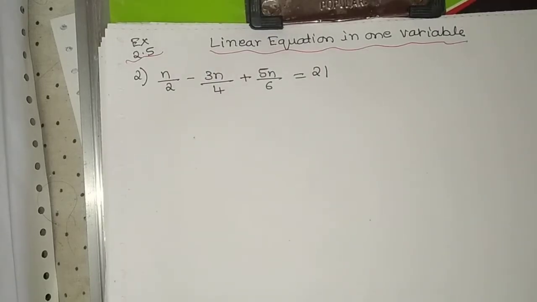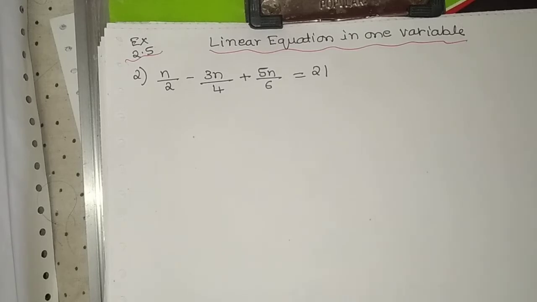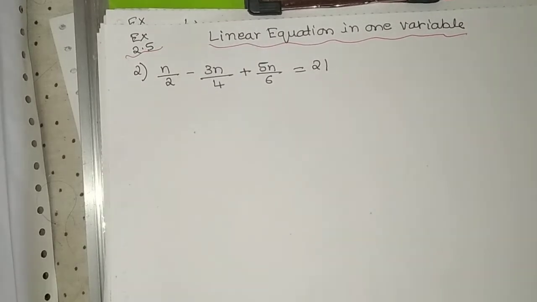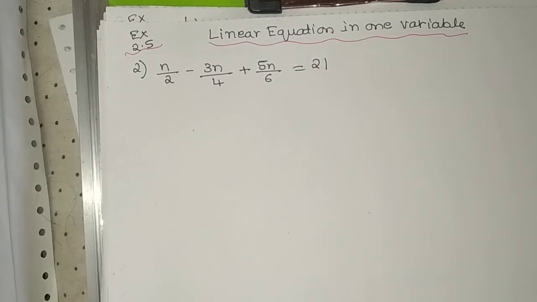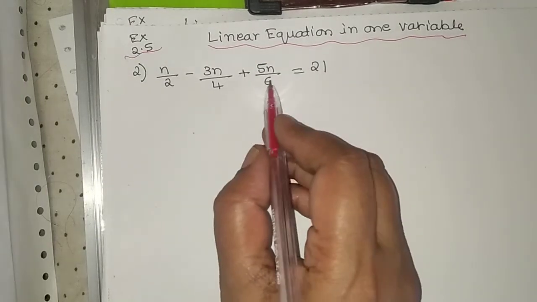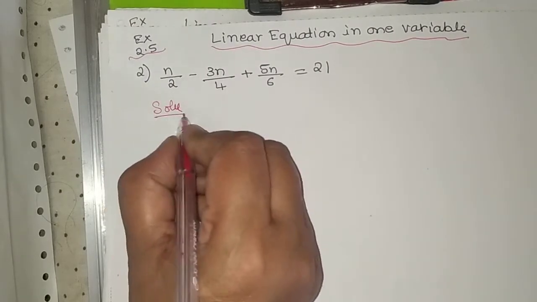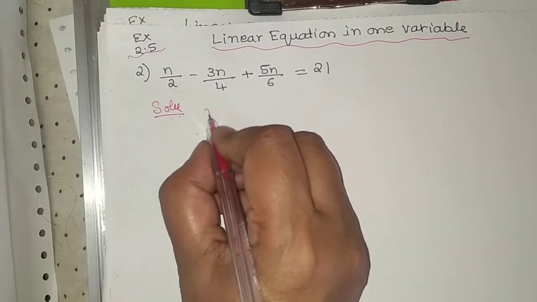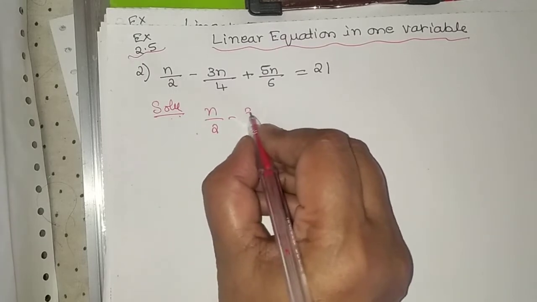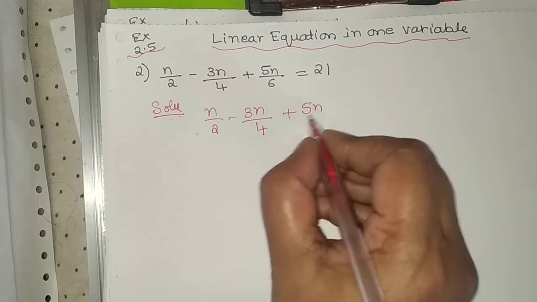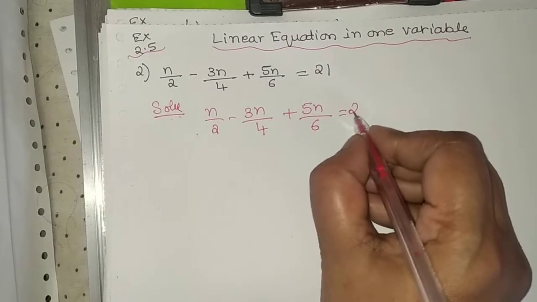So we move on to the second one. What is the second problem? n by 2 minus 3n by 4 plus 5n by 6 is equal to 21. So, solution: n by 2 minus 3n by 4 plus 5n by 6 is equal to 21.